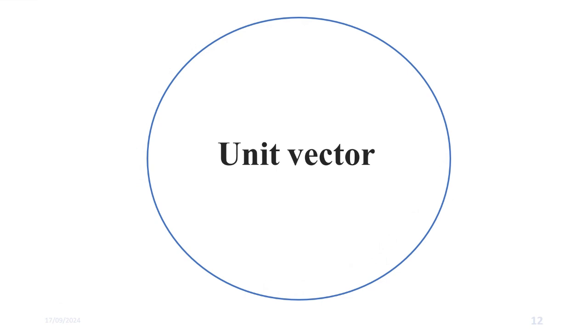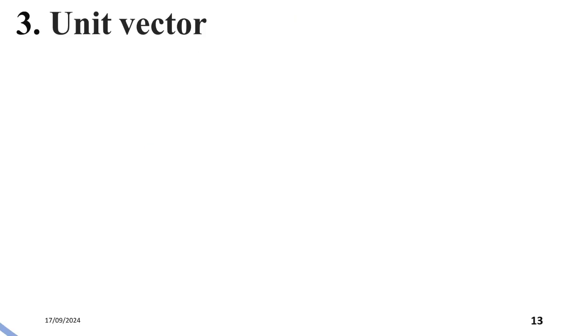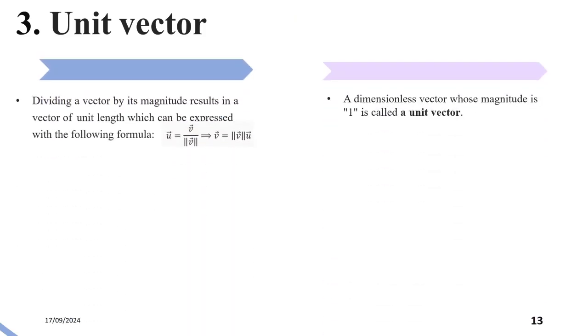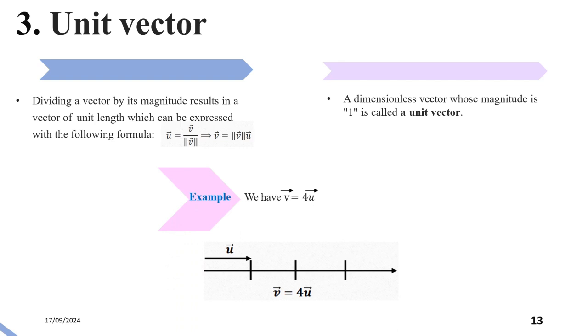After investigating vector definitions, we will examine unit vectors. A unit vector is a vector with a magnitude of 1, and it is used to indicate direction without concern for magnitude. Dividing a vector by its magnitude results in a vector of unit length, which can be expressed with the following formula: vector u equals vector v divided by the magnitude of the vector v. For example, we have vector v equal to 4 vector u.